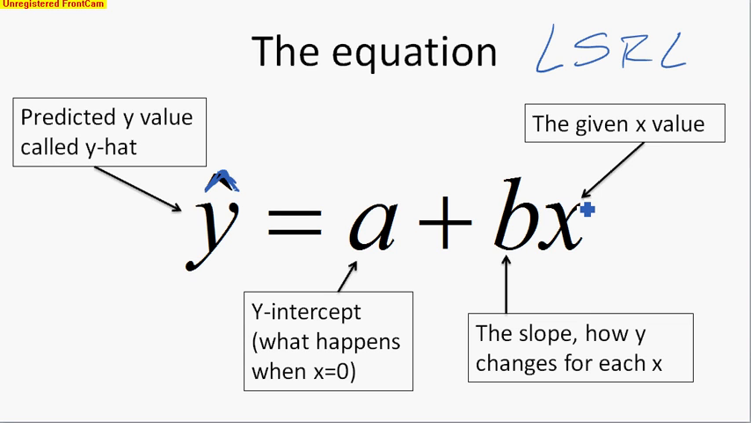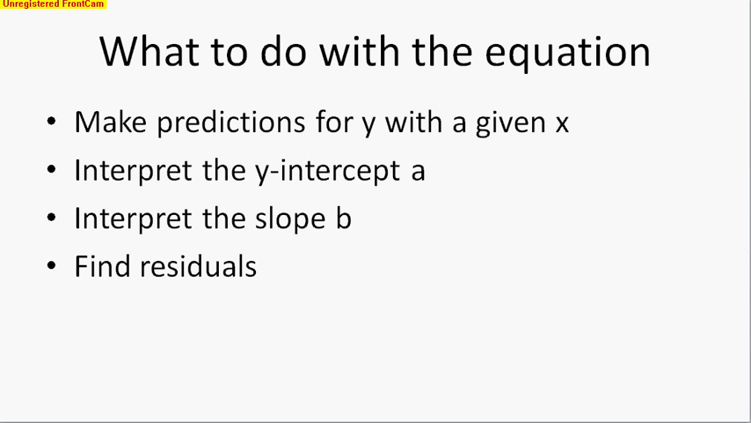So a is our y-intercept. It tells us what happens when x is 0. And the slope tells us how y changes for each change in x. So what the heck can you do with a least squares regression line? Well, there's 4 major things we want to do.